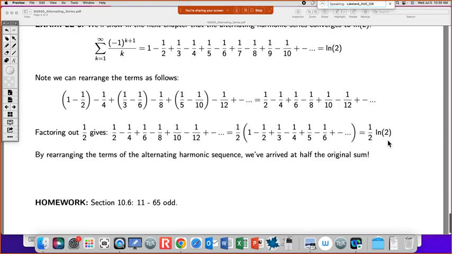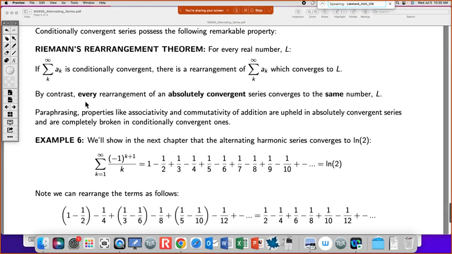Okay? Because with your experience with addition, should it matter the order in which you add things up? No. That's the commutative property, right? A plus B equals B plus A. Not so when you talk about infinite series. That being said, if you have an absolutely convergent series, things are nice. Okay? They're boring, but they're nice. Because every rearrangement of an absolutely convergent series will go to the same place.